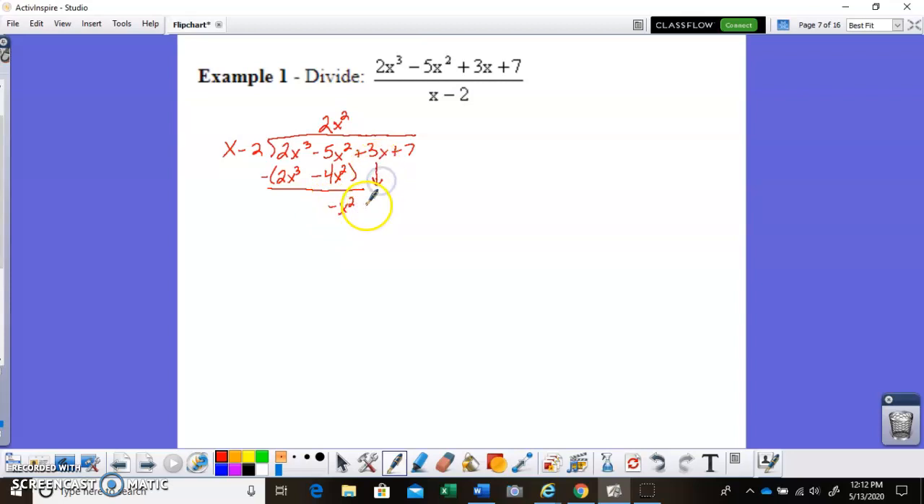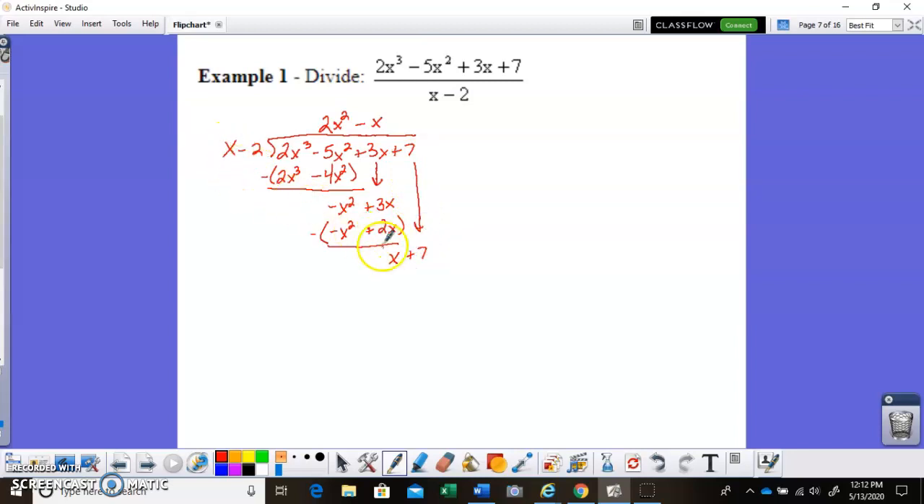Bring down your next term, you have a plus 3x. Now, what will I multiply x by to get to negative x squared? Well, if I multiply by negative x, it will get me there. So negative x times x is negative x squared, and negative x times negative 2 is positive 2x. And again, we're doing that subtraction. So negative x squared plus x squared gets me 0, and 3x minus 2x is 1x. I'll bring down my next term, so I have a plus 7.